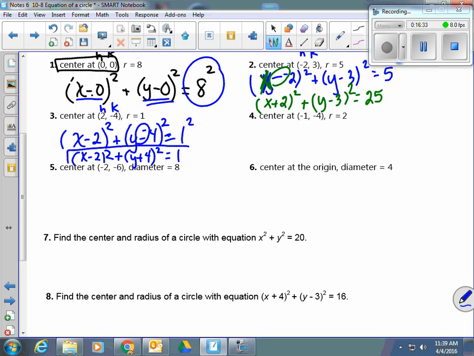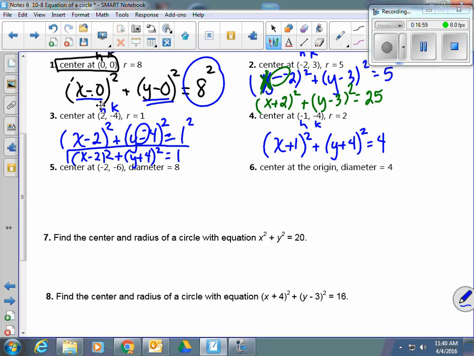Okay, how many of you had that? Good. You already did 4, right? So we have h and k. So this one should have been x plus 1 squared plus y plus 4 squared equals 4. How many of you had that? Good. Easy stuff so far, right? We're just writing the equations. Okay? I'm going to start being tricky though, so be careful.